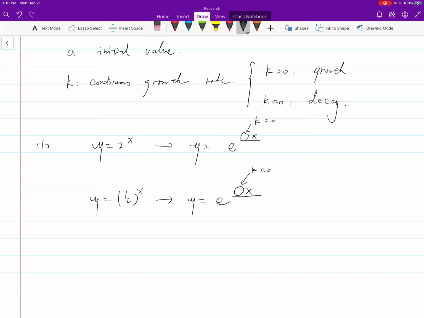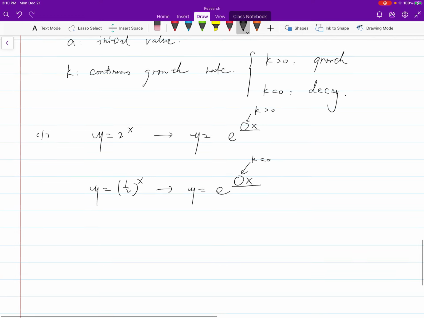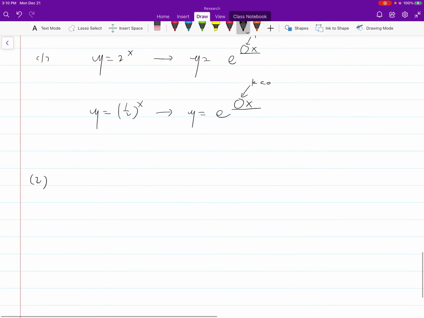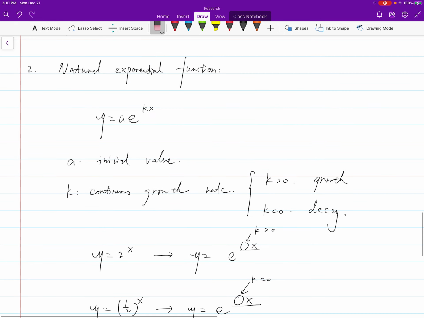That is very convenient. So next time if you want to see whether something is growing or decaying, and how fast each one is growing or decaying, you simply look at this number here. Positive, grow. Negative, decay. Big number, faster. So that's good. That's the definition of the exponential function.